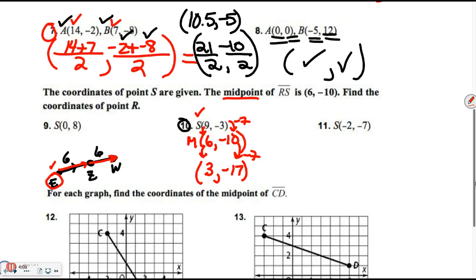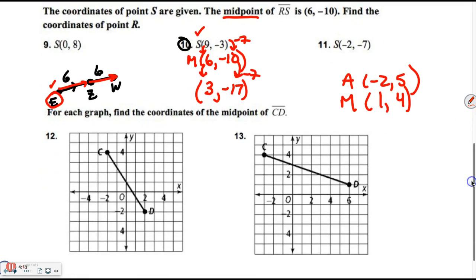Okay, so I'm not going to do 9 or 11, but I am going to give you another sample of that. So if I have A at negative 2, 5, and a midpoint at 1, 4. To find the other endpoint, here's what I do. I say, well, this went 3 forward, so I will continue 3 forward to get to 4. This went 1 backwards, down 1, so I'll go down 1 more because it's in the middle, so I have to keep walking the same distance. So I'll be down 1 to 3.